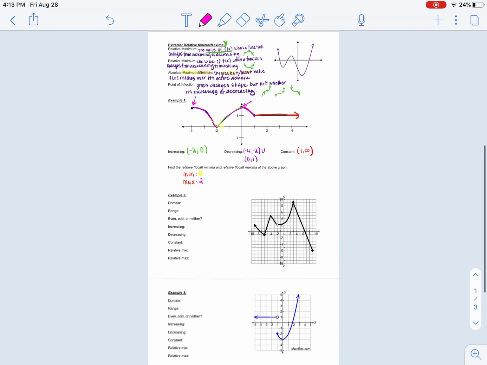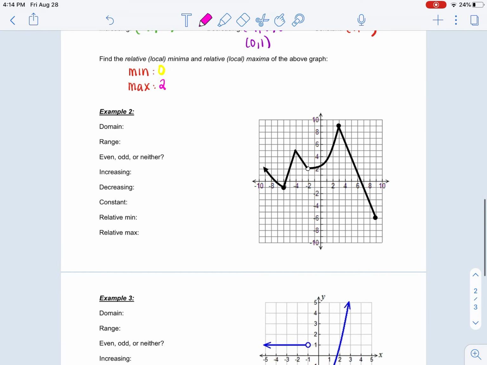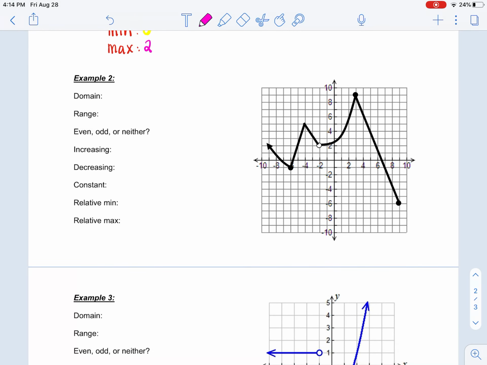Okay, so now we're going to look at 3 different graphs here, and we are going to do what we did today, which is describe where it's increasing, decreasing, and constant, on what interval it's doing that, but also refresh our brains with domain, range, even, odd, neither. So go ahead and pause the video and try this example on your own, and then just compare answers with me and see if you have any questions.